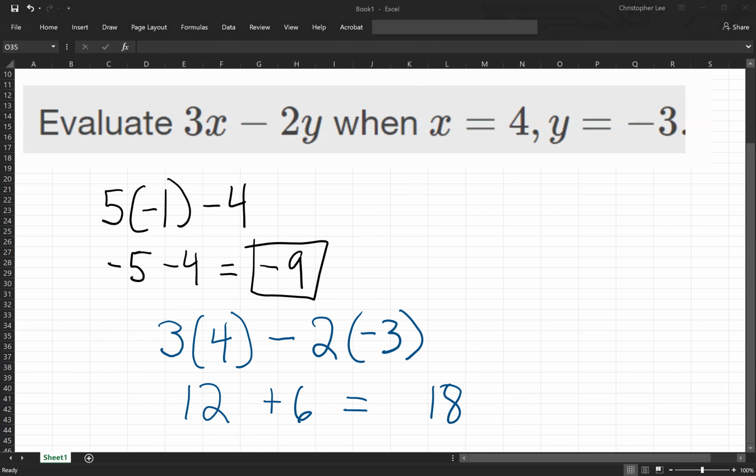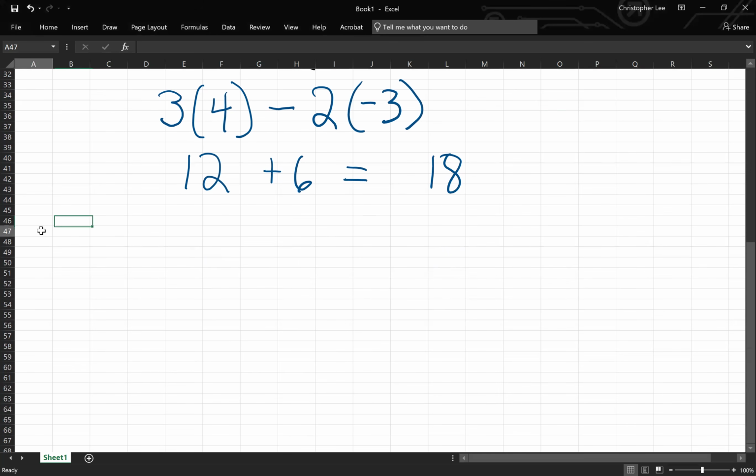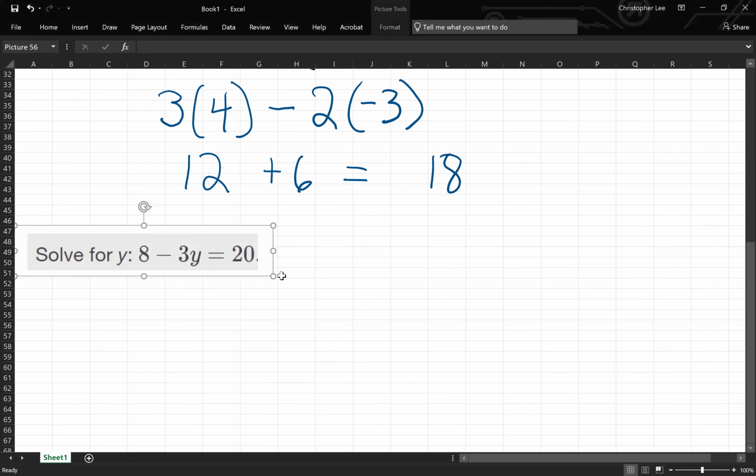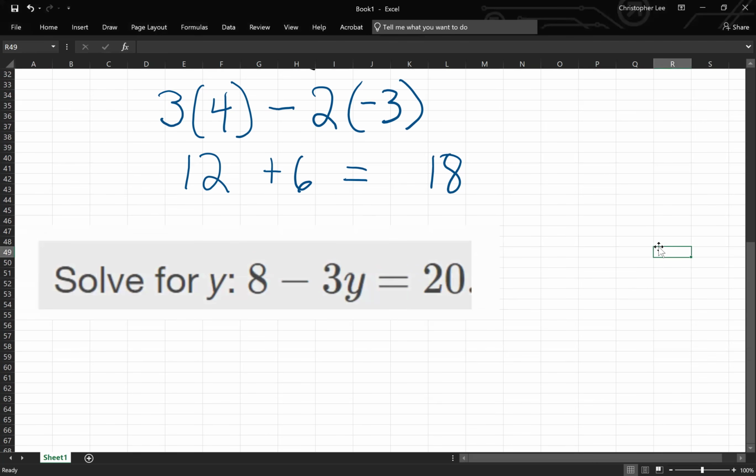All right, now that we got the hard stuff out the way, let's do one of the easy questions. This one's an easy question. I want to solve for y. I have 8 minus 3y is equal to 20. Tell me what to do.